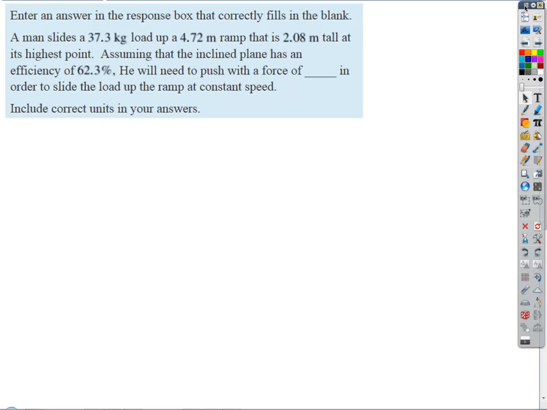So you know that there's no way the output work could ever be greater than the input work, but it could be a little bit less because of friction.